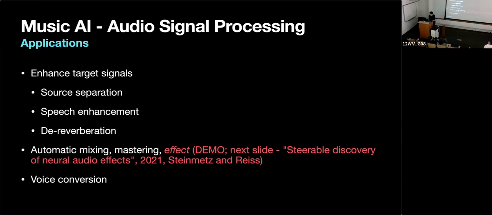And besides source separation, there are quite a few other applications in audio signal processing. So here I categorized them a little. Under the name of enhancing target signal, we have source separation, speech enhancement, and de-reverberation. Those are very typical examples. Usually we also share this problem with the speech field, because I want to extract vocals and drums, but speech people want to enhance the audio quality of a phone call, for example.